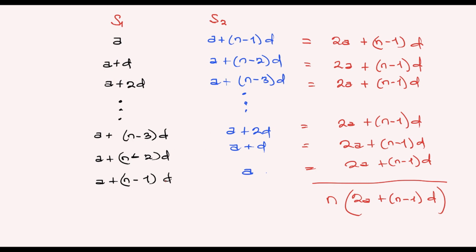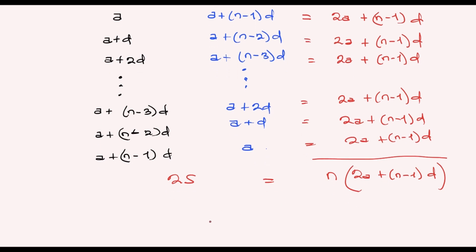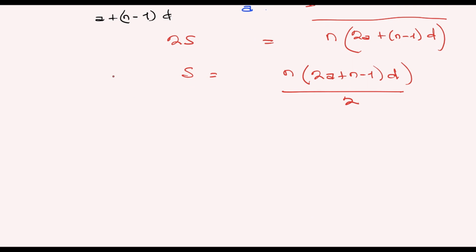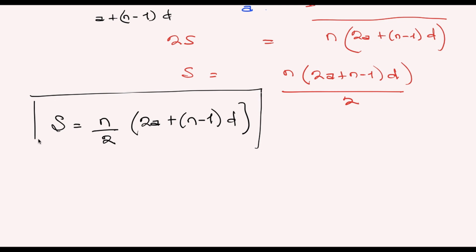Now don't forget that this is S1 plus S2, so this is going to be 2S is equal to this. And what we're saying here is that S is equal to n times (2a plus (n minus 1)d) all divided by 2. So essentially we're writing a new formula here. This new formula is S is equal to n over 2 times (2a plus (n minus 1)d). And this is the formula for finding the sum of any arithmetic progression that we have.